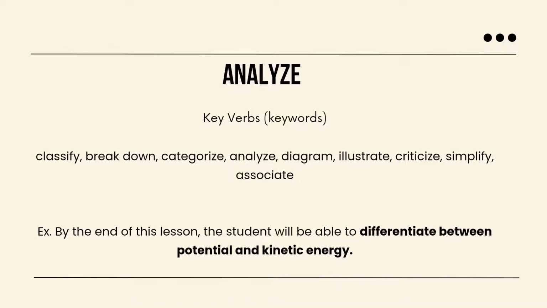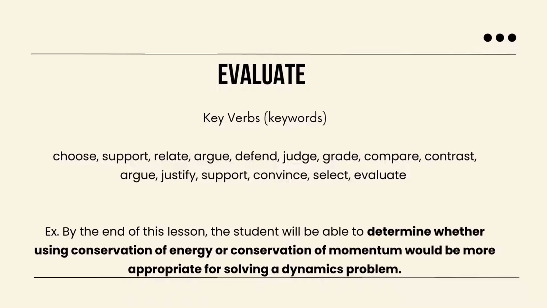However, on the 5th level, the student should be able to justify a decision or a stand. We can use these descriptive verbs in formulating our learning outcomes such as choose, support, relate, argue, defend, judge, grade, compare, contrast, justify, convince, select, and evaluate. For example, by the end of this lesson, the student will be able to determine whether using conservation of energy or conservation of momentum would be more appropriate for solving a dynamics problem.